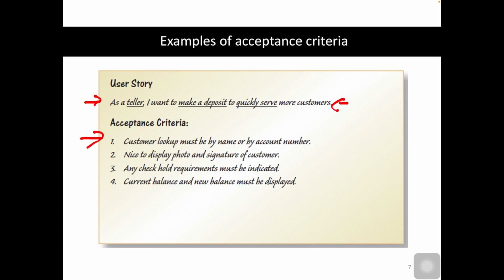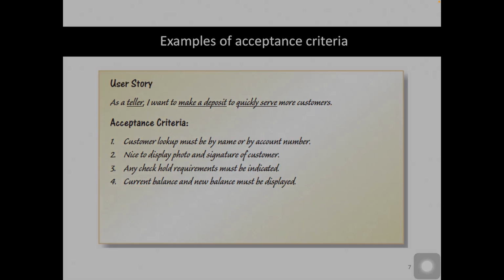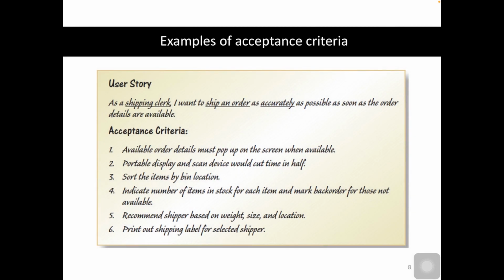It means that whenever this function is implemented, we can verify it by using this acceptance criteria. For example, when the teller wants to make a deposit, it will display the current balance and new balance as the acceptance criteria. And this is another example of acceptance criteria.